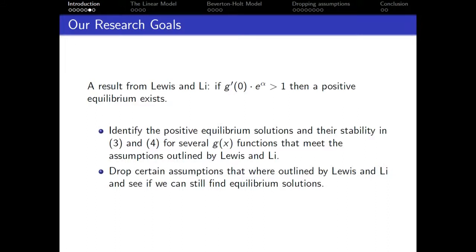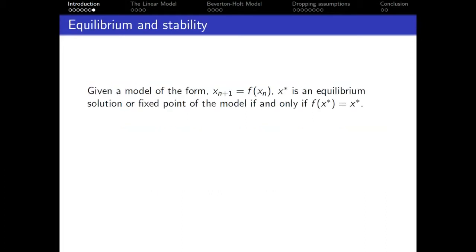Lewis and Li did not expand upon equations 3 and 4 in their paper, as they were more concerned with the application when the diffusion constant d is not equal to 0. But when d equals 0, they did mention that if g prime of 0 times e to the alpha is greater than 1, then a positive equilibrium solution exists. This idea led us to our research goals. Our first research goal was to identify positive equilibrium solutions and their stability in equations 3 and 4 for several g of x functions that meet the assumptions outlined by Lewis and Li. Our second research goal was to analyze g of x functions that dropped certain assumptions that were outlined by Lewis and Li, and to see if we could still find these equilibrium solutions.